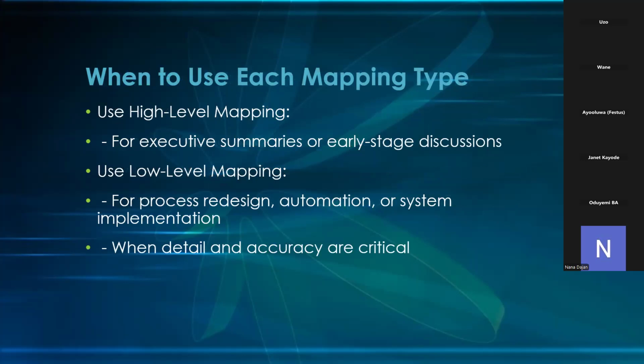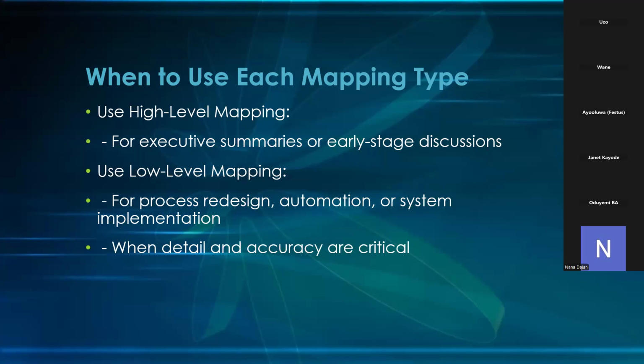The high level is very good for when you're discussing with stakeholders because stakeholders don't have the time to sit down in meetings with you for 5, 6, 3 hours. Max, they'll give you 1 hour, 1 hour 30 minutes. So you need to find a way to capture their attention while you can still show them how the journey will go. So high level mapping is very good for executive summary, early stage decision.